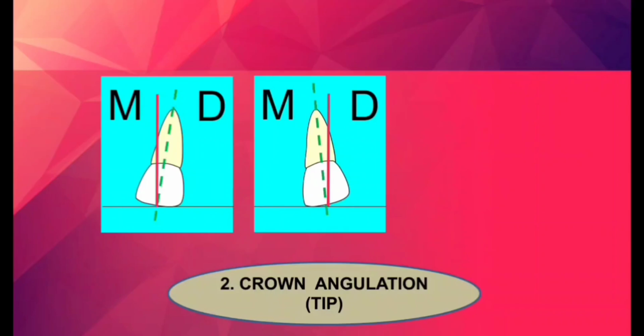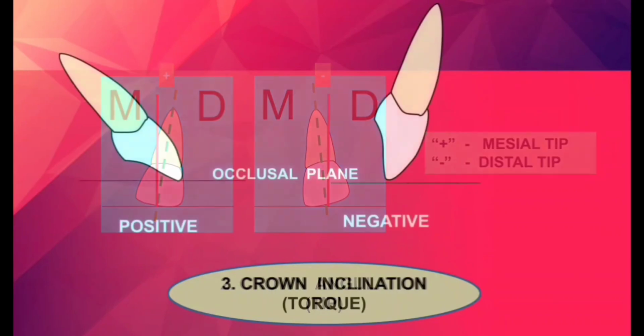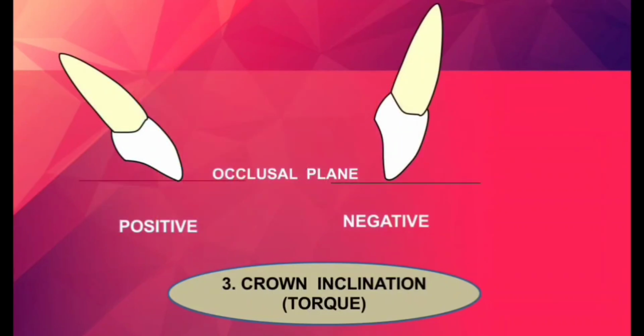and it is positive when the gingival portion of the FACC is distal to the incisal portion, that is, it has a mesial tip, and negative when the gingival portion of the FACC is mesial to the incisal portion, that is, it has a distal tip. For the occlusion to be considered normal, it should have a mesial tip, and the degree of angulation depends on each tooth type.